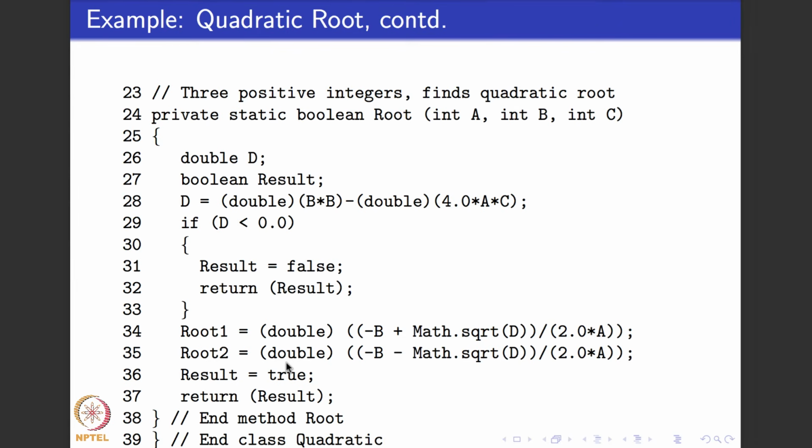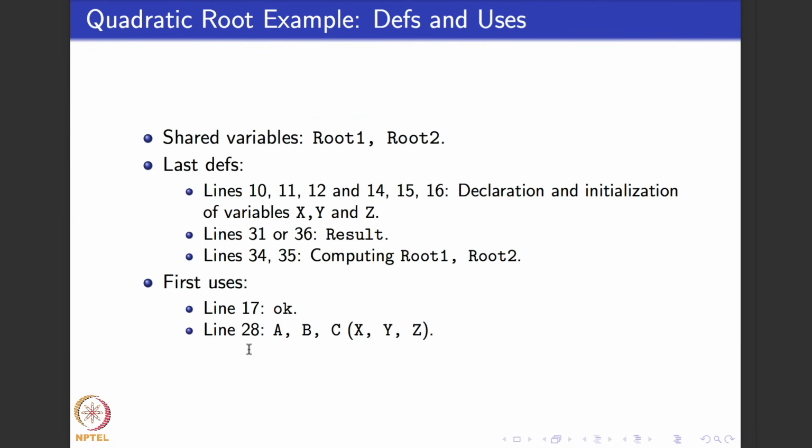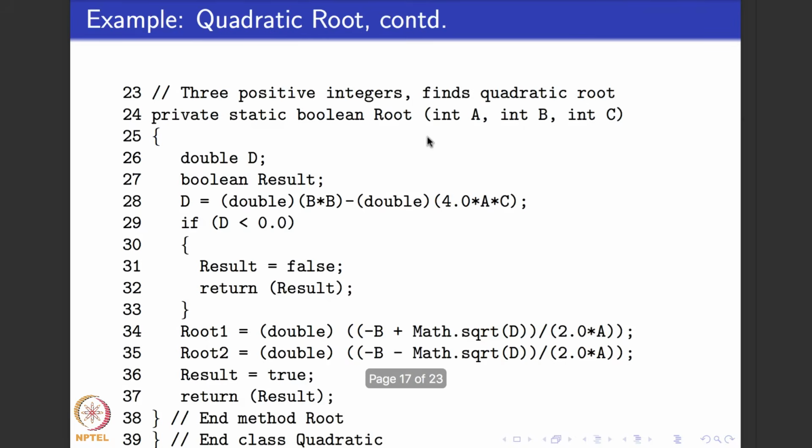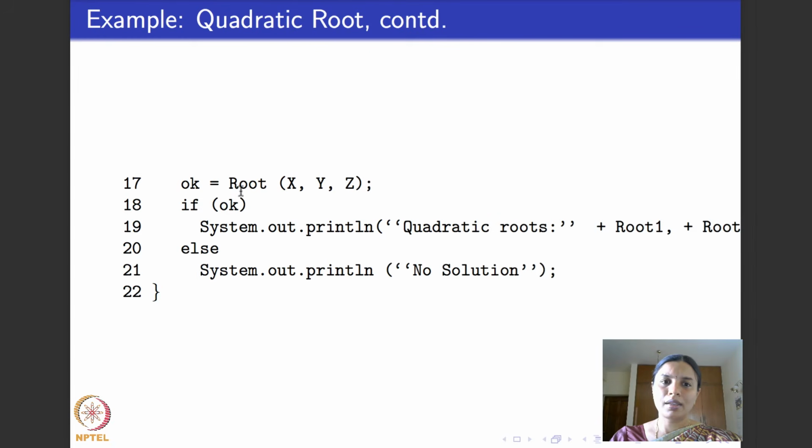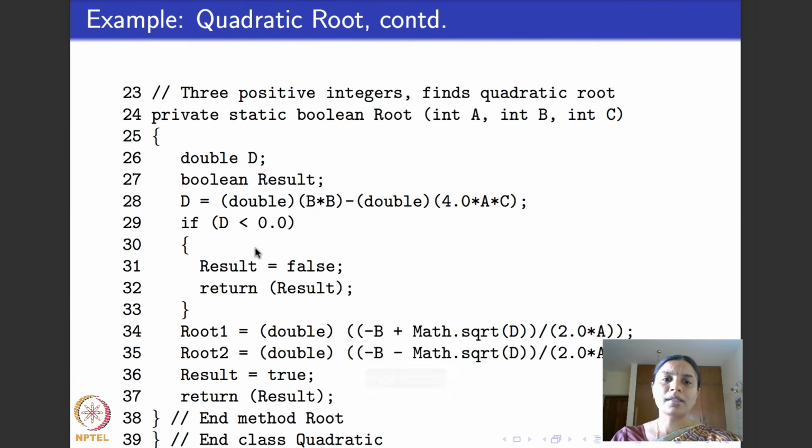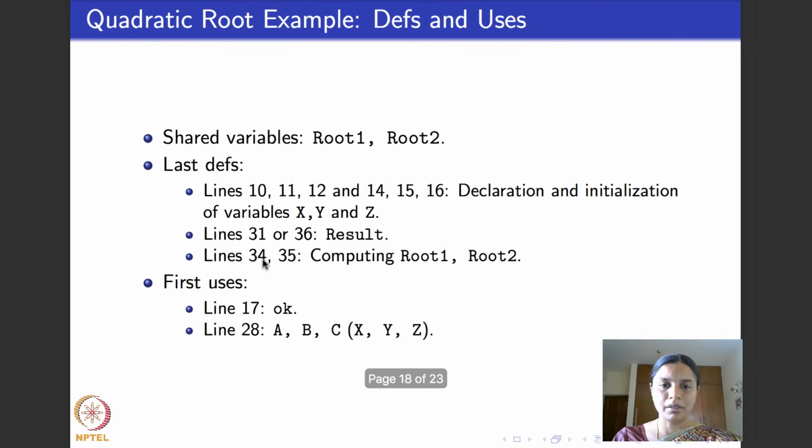So what are the things that we have to do first? We have to first identify the LastDefs and FirstUses. So which are the shared variables? If you see, root 1 and root 2 are the two shared variables. Which is the actual parameter that's passed and returned? x, y, z are the parameters that are passed. Result is the parameter that is returned.